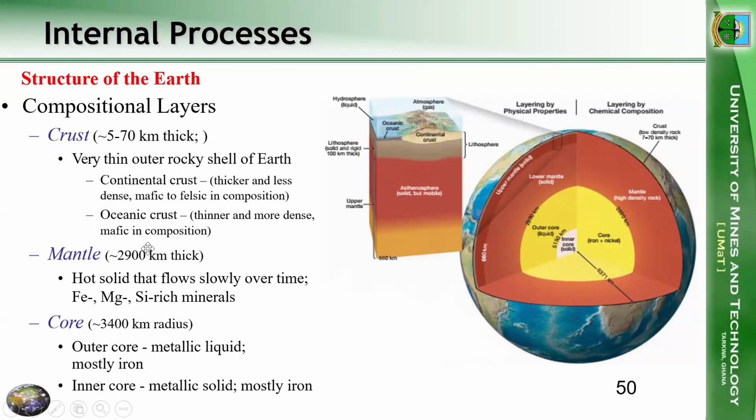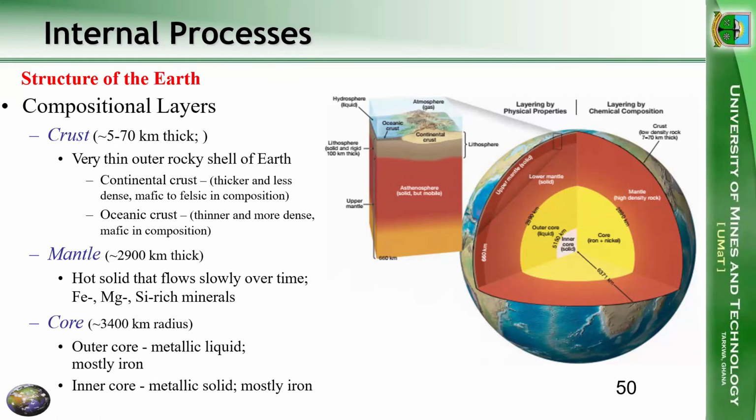Then we can talk about the mantle, which is the next layer. As far as the compositional layers are concerned, we have the crust, the mantle, and the core. The mantle is very hot. It's actually a hot solid, but it is capable of flowing slowly over time. It is rich in iron, magnesium, and silicon.